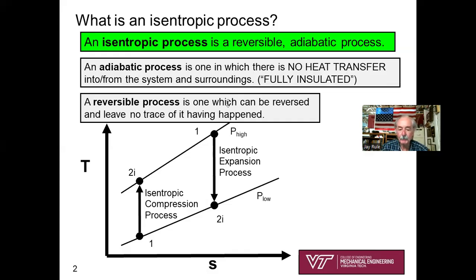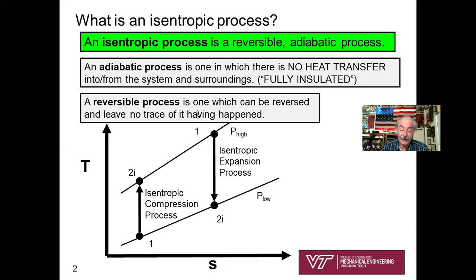Well, what's a reversible process? A reversible process is one that can be reversed and leave no trace of having happened, both within the system and around the surroundings. That's a reversible process. So what does an isentropic process look like on a TS diagram? You've got to have this nailed.